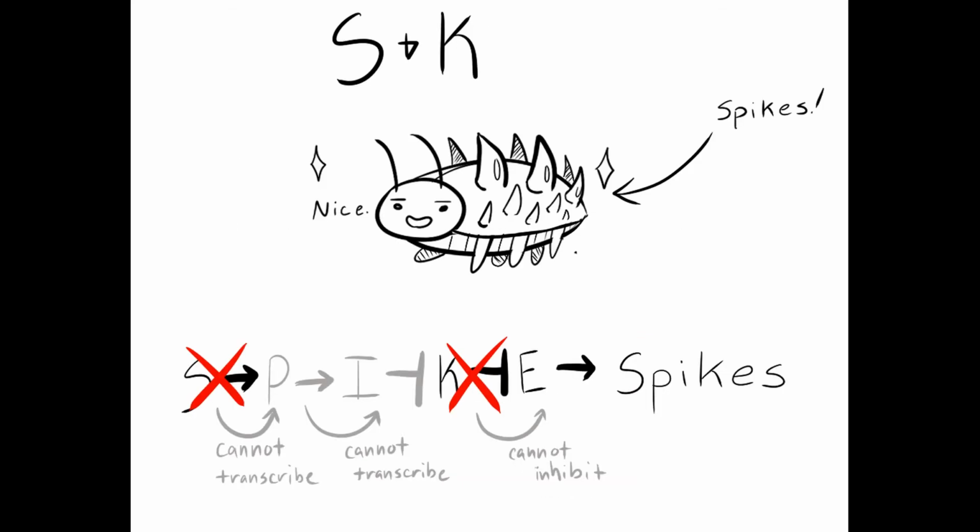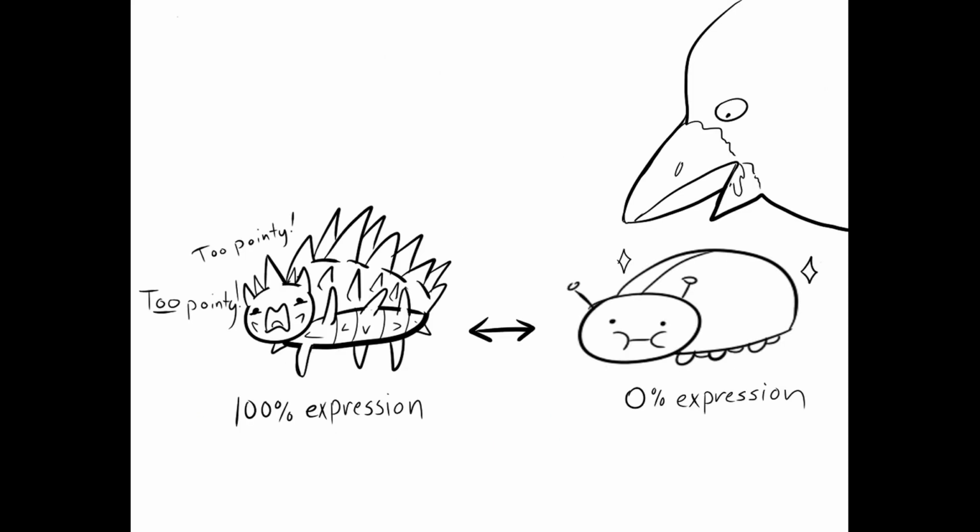If both the S gene and the K gene are mutated, spikes will be produced. Observe that the products produced by K are not needed to produce E. In fact, while S, and thus P, are needed for product I, E does not rely on the other genes in the pathway to be transcribed, but just on the suppression of K. Since K is suppressed, spikes are formed.